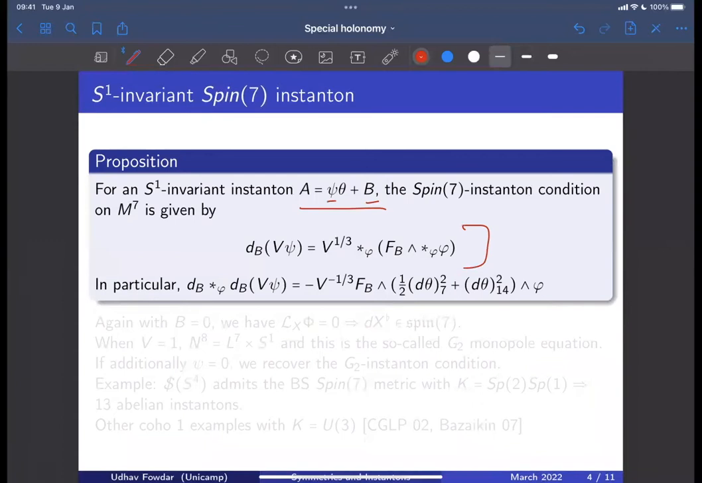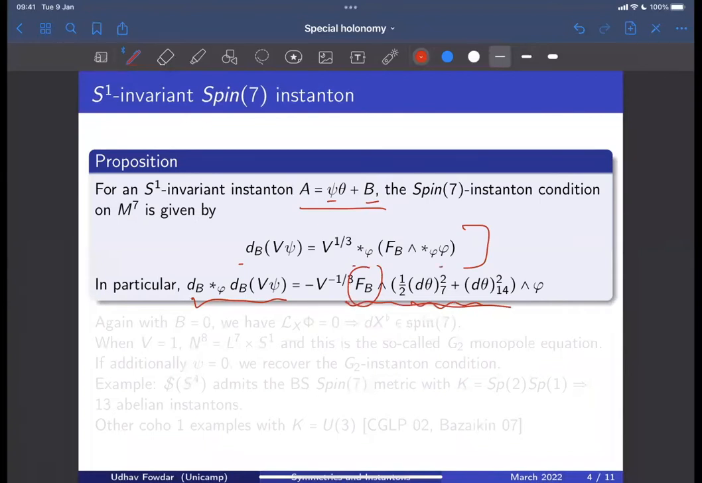In particular, you see that if you apply Hodge star on both sides of this equation and you take the exterior covariant derivative with respect to the connection, you see that the Laplacian of this rescaled Higgs field is again, as in the G2 case, given by some pairing of the curvature form of the connection form B and that of the S1 bundle for the quotient from the 8 manifold to the 7 manifold here.